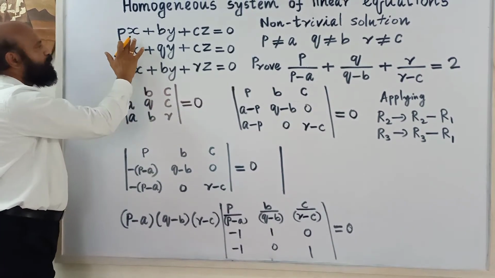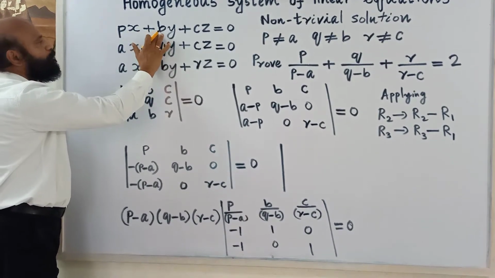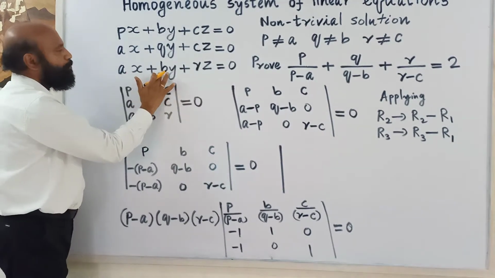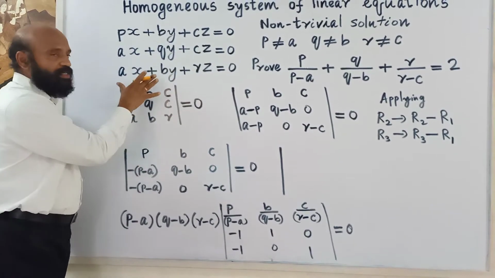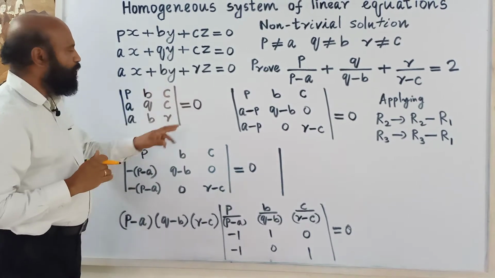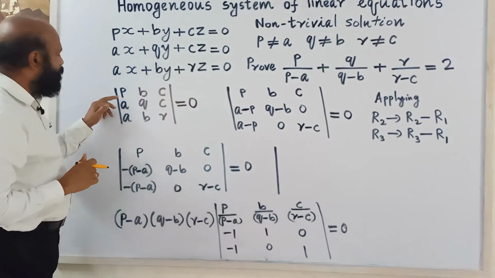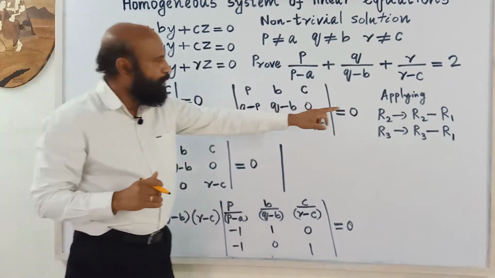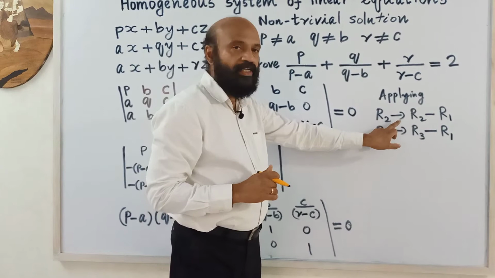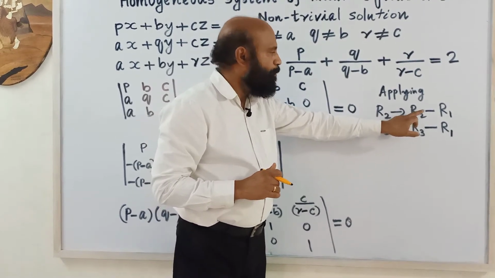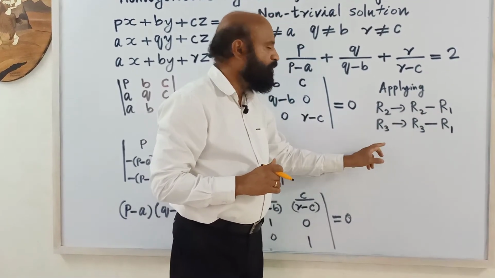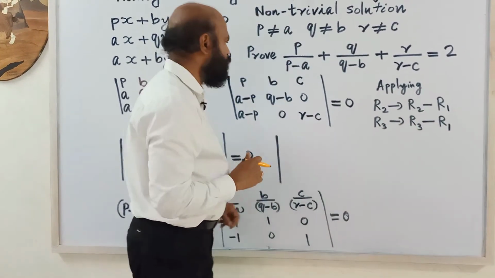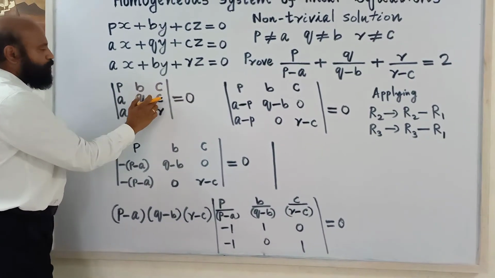So here coefficients are P, B, C, A, Q, C, A, B, R. So that the determinant should be 0. Now here P, A, A. So by applying this elementary transformation, second row is obtained by subtracting first row from the second row. Similarly, third row is obtained by subtracting the first row from the third row. So from the second row you subtract the first row.